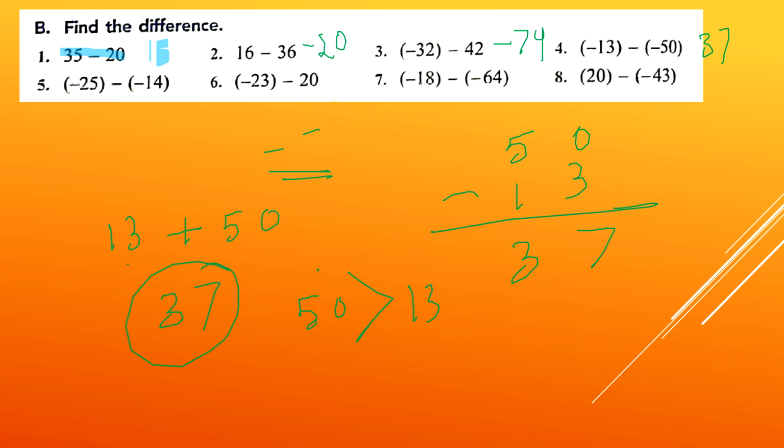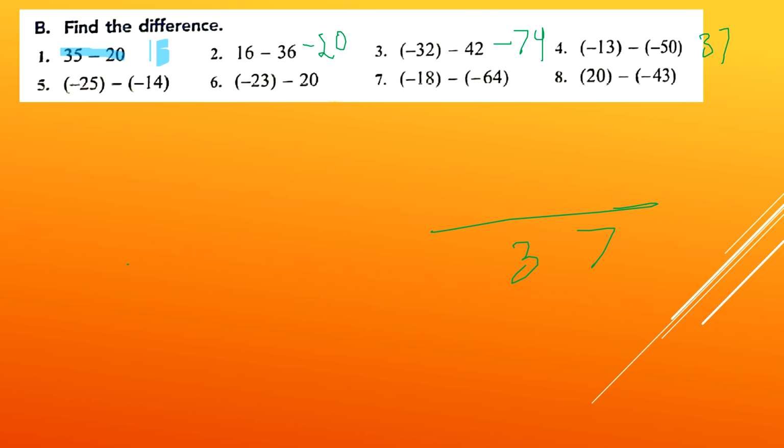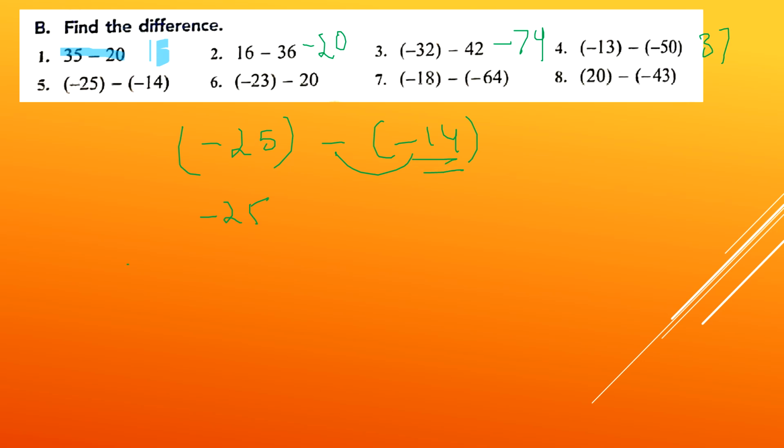Question number 5 is minus 25 minus, then there is a bracket, and inside the bracket we have minus 14. How is it going to affect now? Minus 25, bracket, minus minus 14. So remove the brackets. If you remove the brackets, this particular number will come out as plus 14.